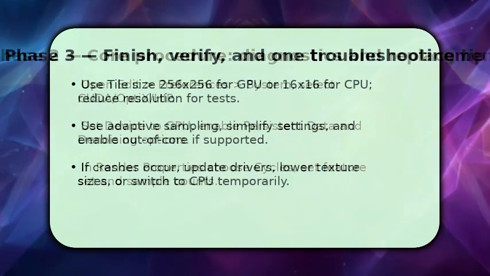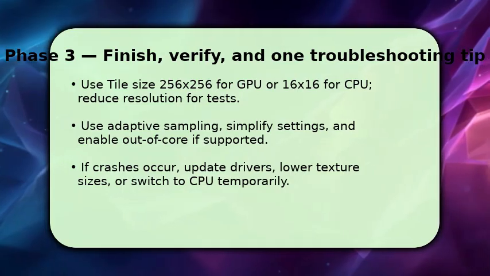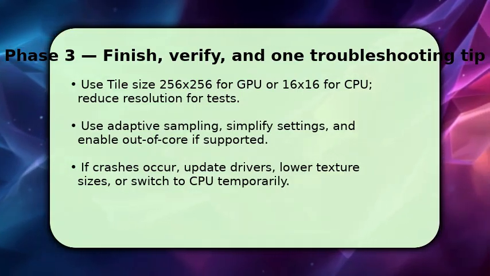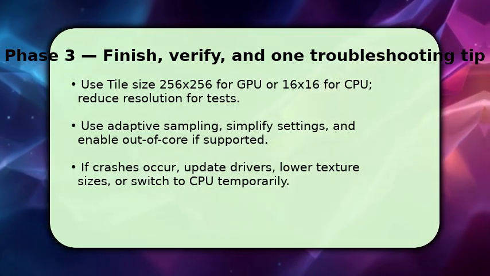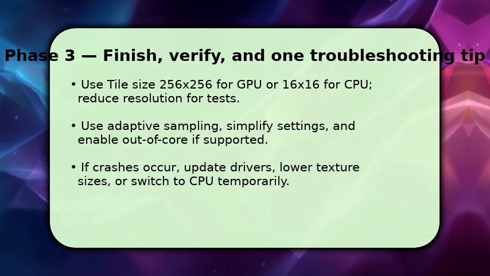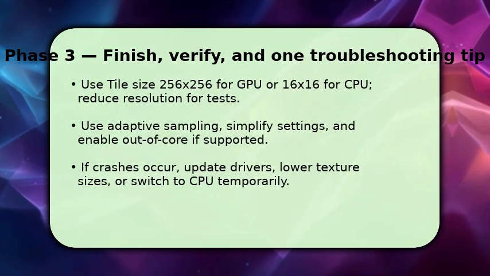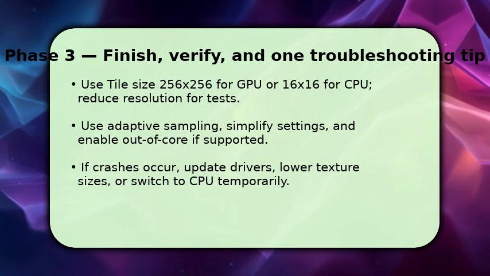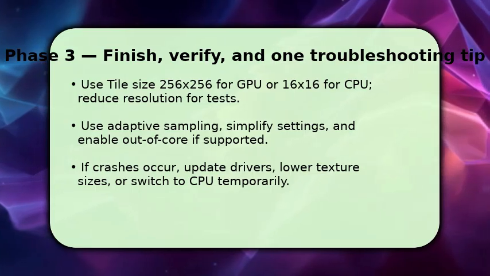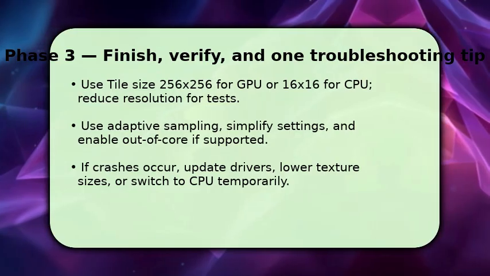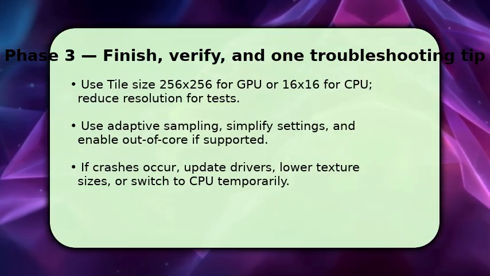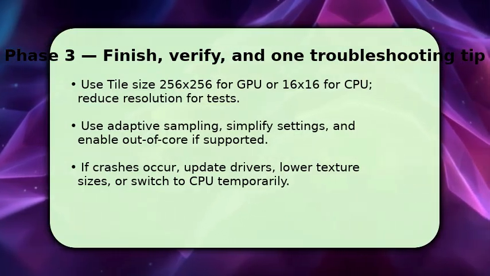Finish by optimizing settings and handling common failures so you complete projects faster. Adjust tile sizes. Larger tiles like 256 x 256 often speed GPU renders. Use smaller tiles for CPU. Enable adaptive sampling, reduce texture resolution, or use proxies to lower VRAM use, and turn on out-of-core if your driver supports it to spill to system memory.